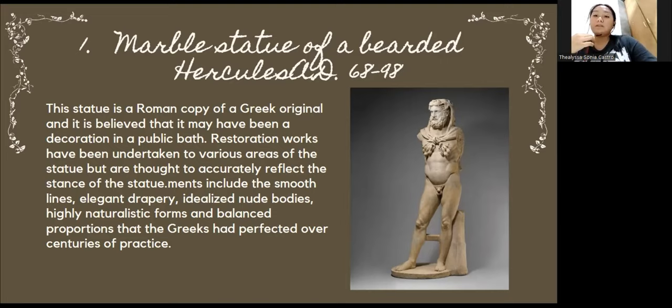Its features include the smooth lines, elegant drapery, idealized nude bodies, highly naturalistic forms, and balanced proportions that the Greeks had perfected over centuries of practice. Without doubt, this sculpture represents courage, masculinity, and the importance of Hercules' legacy. The marble statue of Bearded Hercules derives from the Flavian dynasty, around the same time as the youthful Hercules.